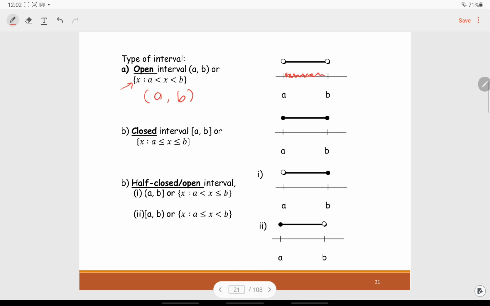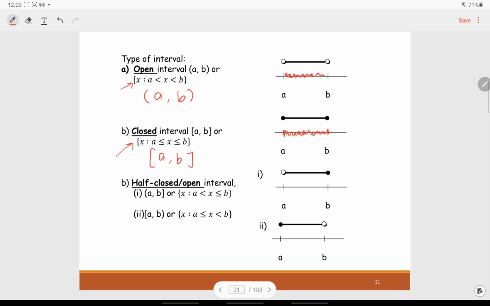Next is the closed interval, so we have this square bracket [a, b]. That means it is the set of real numbers x located between a and b and including a and b, because x is greater than or equal to a and x is less than or equal to b. That means any real numbers on this line including a and b.